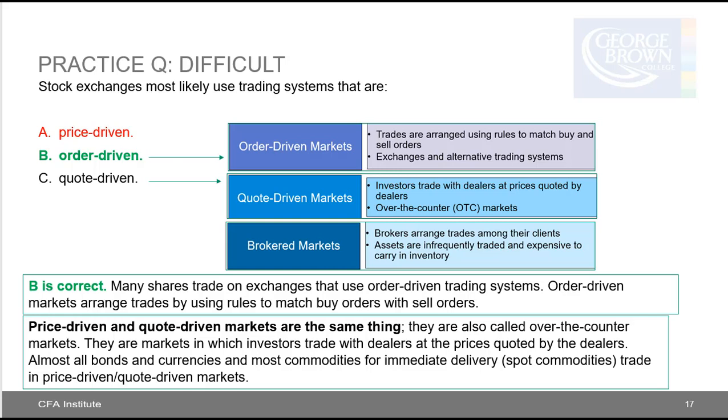Assets are infrequently traded and expensive to carry in inventory. So many shares trade on exchanges that use order-driven trading systems. Order-driven markets arrange trades by using rules. And again, just remember that price-driven and quote-driven markets are the same thing. They are also called over-the-counter markets. They are markets in which investors trade with dealers at the prices quoted by the dealers. Almost all bonds and currencies and most commodities for immediate delivery trade in price-driven, quote-driven markets.